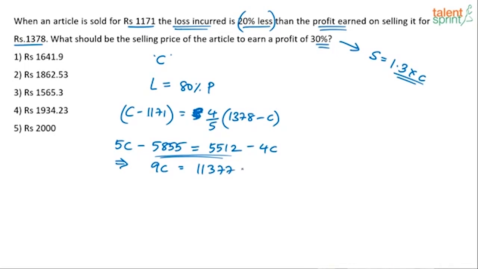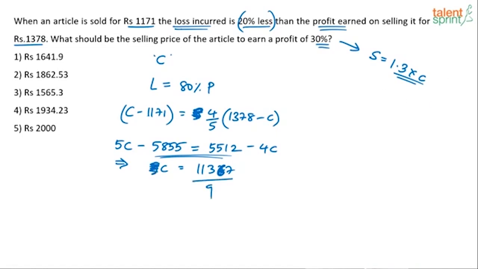I hope you're able to follow. We are adding these two. 5C plus 4C is 9C. This is 5,000 and 5,000, 10,000. 800 and 500 is 1300. So that makes it 11,300. And 55 and 12 is 67. So 11,300 plus 67, 11,367. Or C can be taken as this by 9.